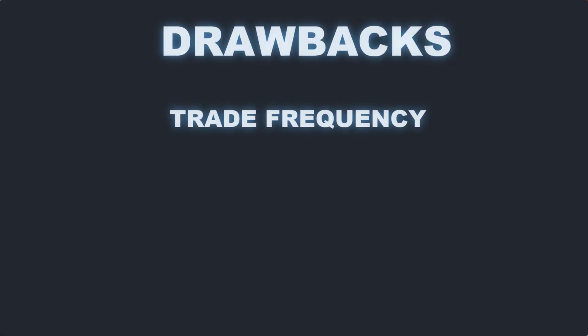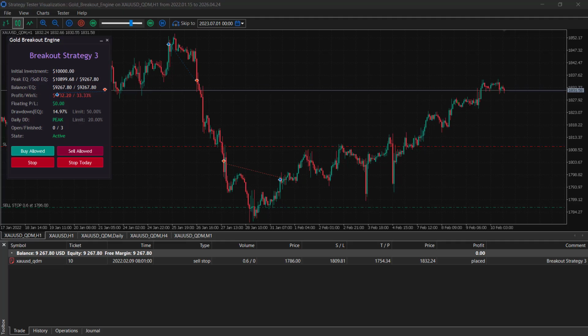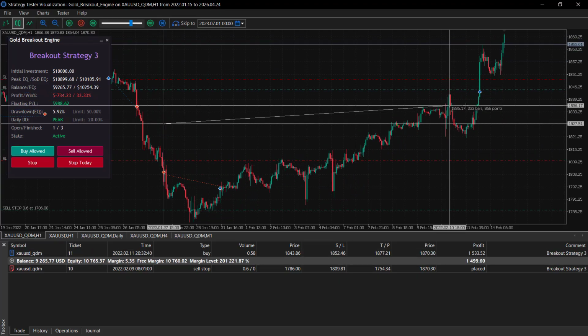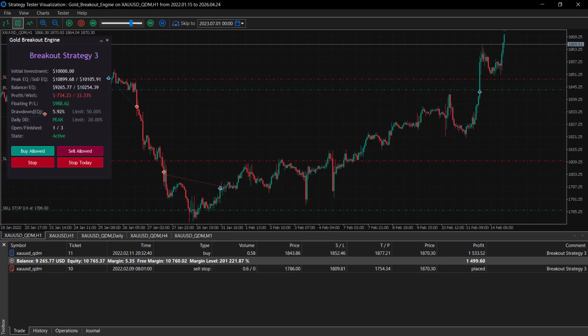Since the system focuses on major levels, it does not trade very often. This is especially true if you don't invest in the range breakout strategy. There can be periods where it doesn't open any trades for several days, sometimes even for a week, although that's not the typical case. So if you expect the EA to generate profits every single day, this is probably not the right type of system.